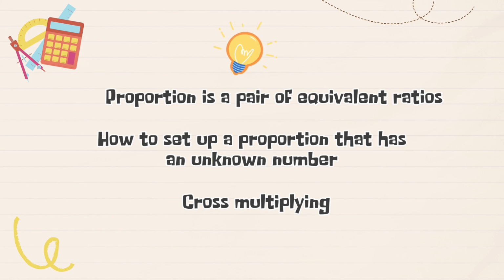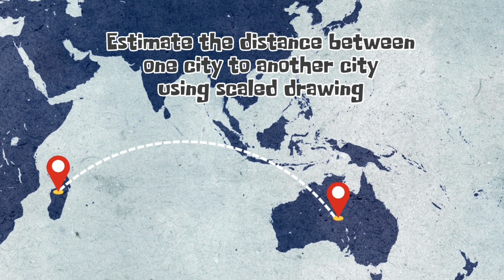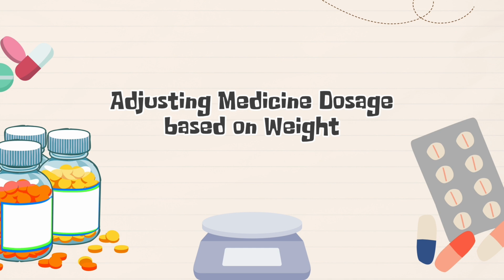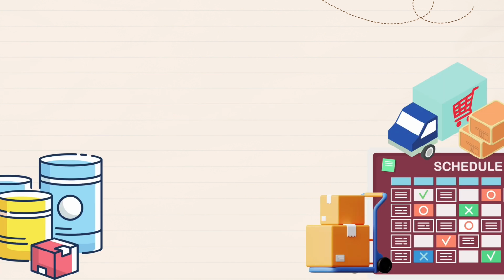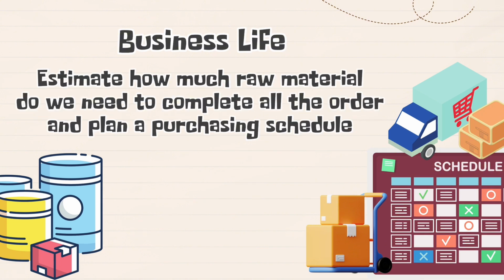Proportions are really important. If you understand how they work, you can use them to solve all sorts of real-world math problems. For example, estimate the distance from one city to another city using a scale drawing. Make a travel plan and estimate how much time we need to travel from one location to the destination. Adjust medicine dosage based on weight. Or we can even use it in business to estimate how much raw material we need to complete all the orders and plan a purchasing schedule.